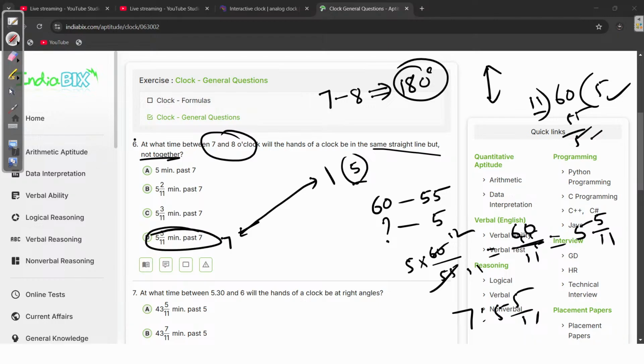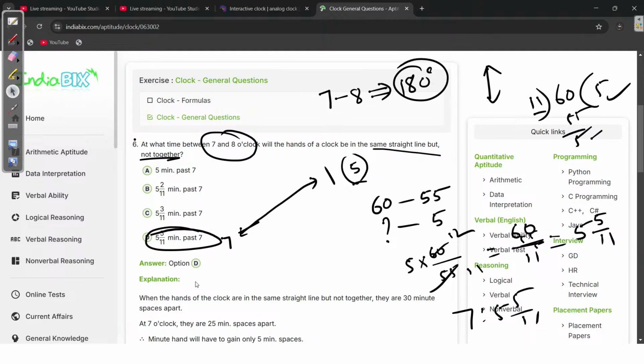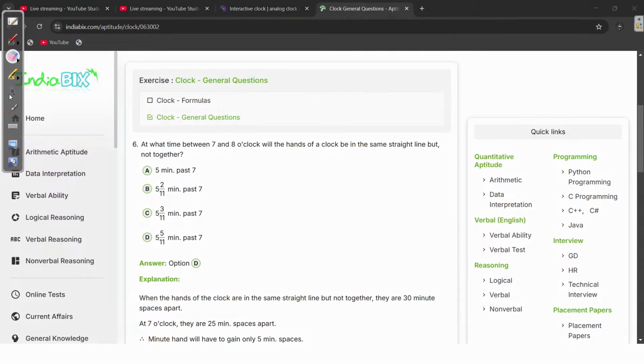So let us check the answer. Option D. Okay, you don't need to remember all this stuff. Simply write the diagram, multiply with 60 by 11, 55. You will get your answer. I will solve one more problem using the same method. Let us see, can we find any other problems there or not.